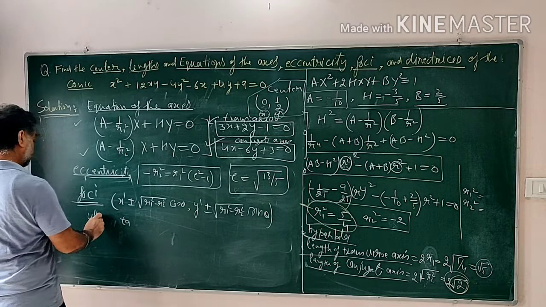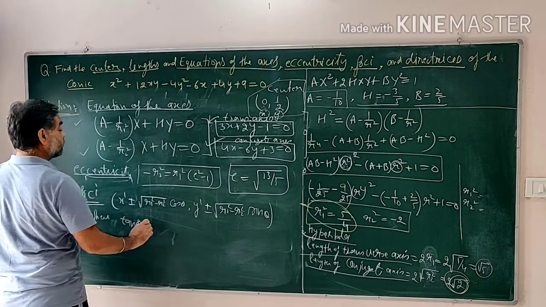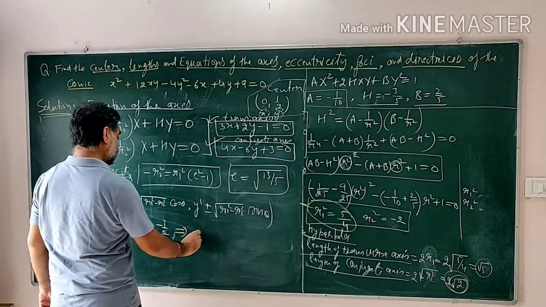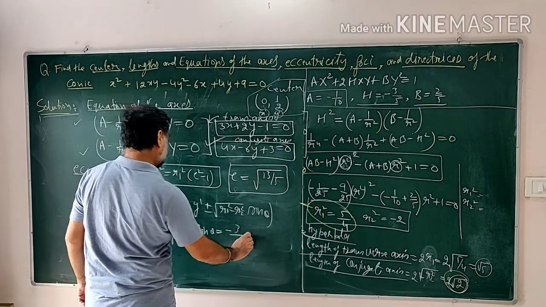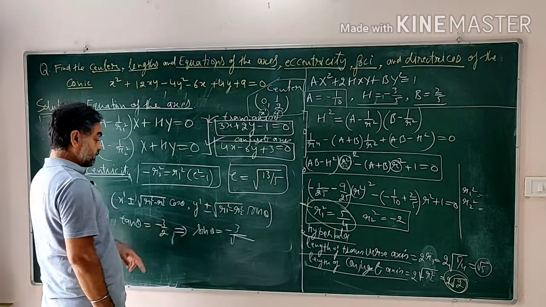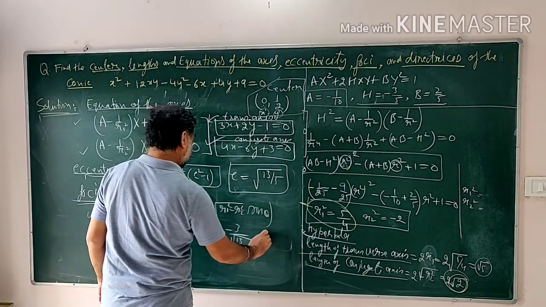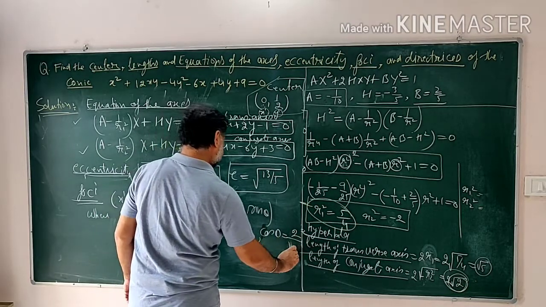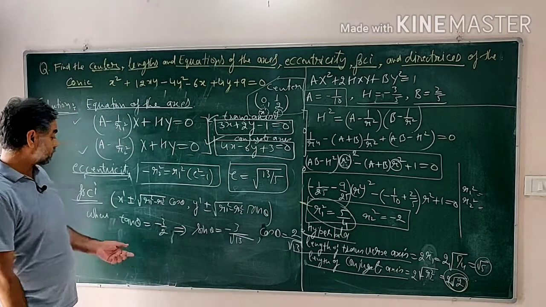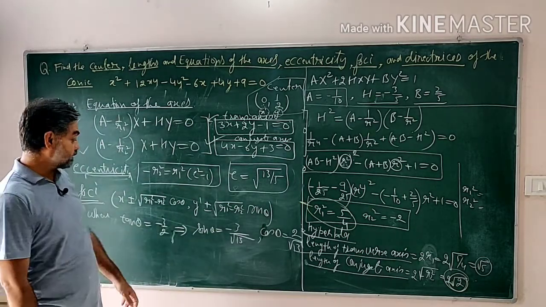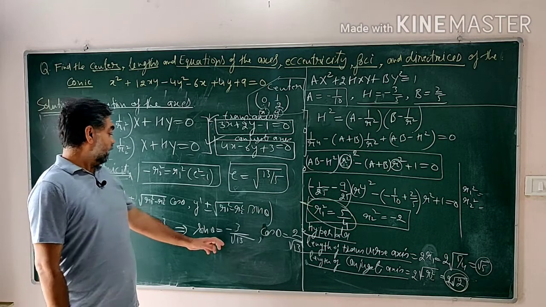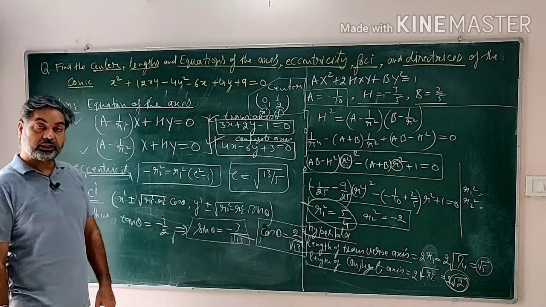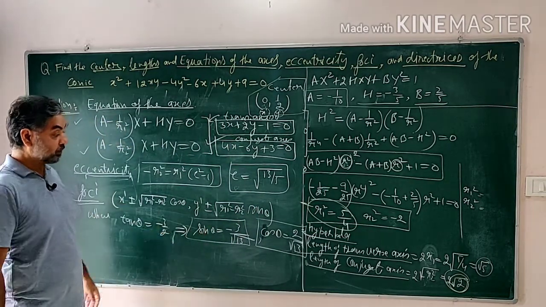So tan theta is equal to the slope of the transverse axis, minus 3 by 2, and that gives you sin theta is equal to minus 3 over root of 3 square plus 2 square, which is root 13, and cos theta is equal to 2 over root 13, because theta lies between minus pi by 4 to pi by 4. So this is in the first quadrant or fourth quadrant. In the fourth quadrant, sin is negative and cos is positive.